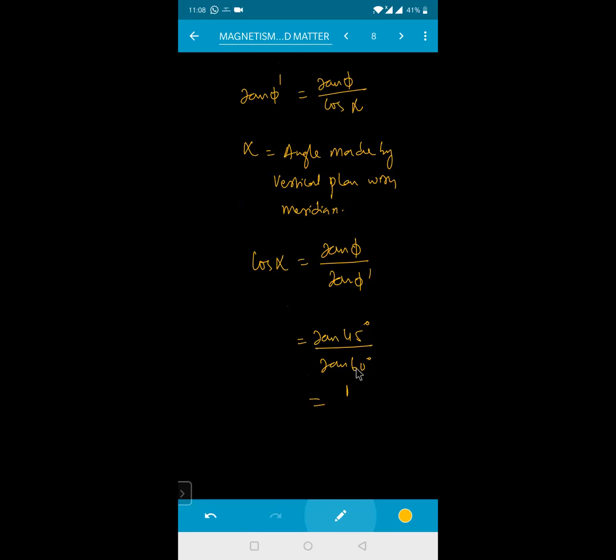1, sir. Tan 60, root 3, sir. Root 3. So it is 1 by root 3. Yes. So alpha will become how much for me? Cos inverse of 1 by root 3. Yes. Clear? Yes. Okay, next one.